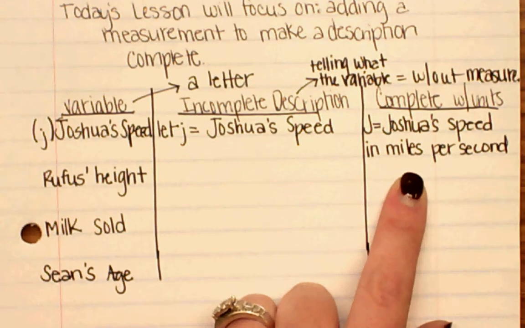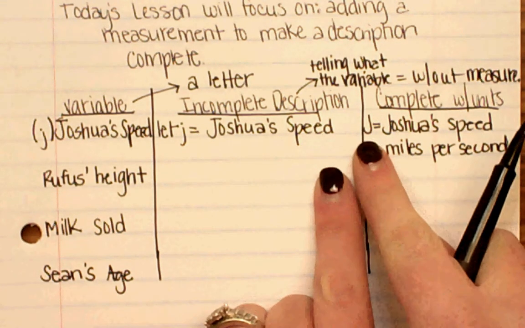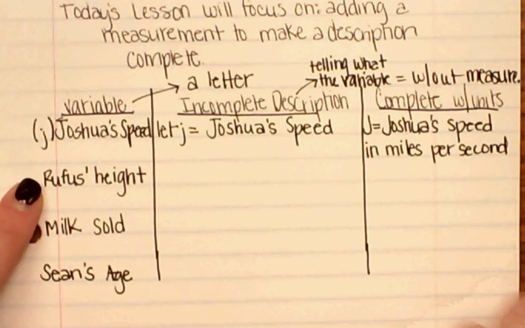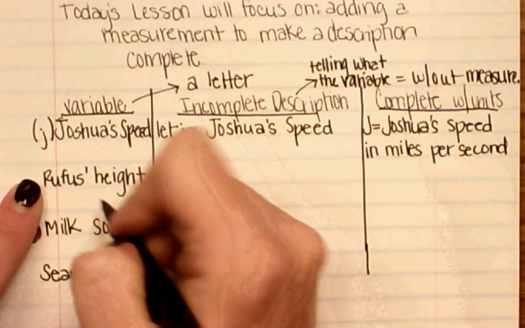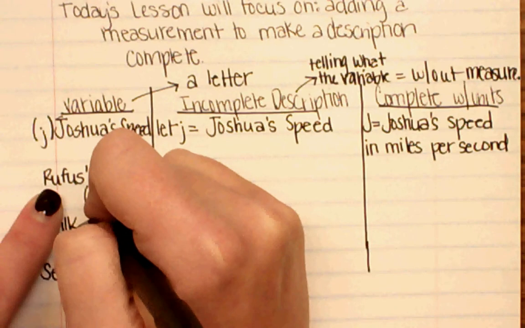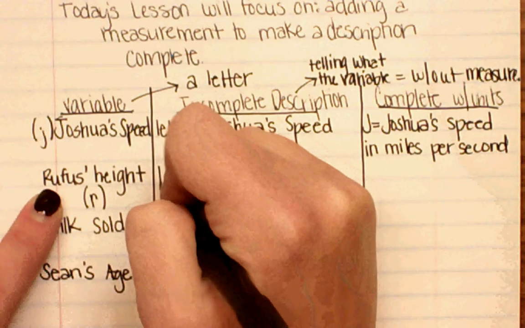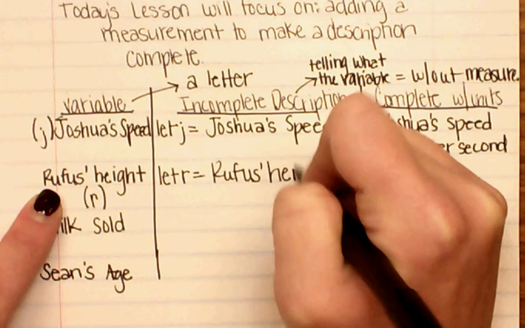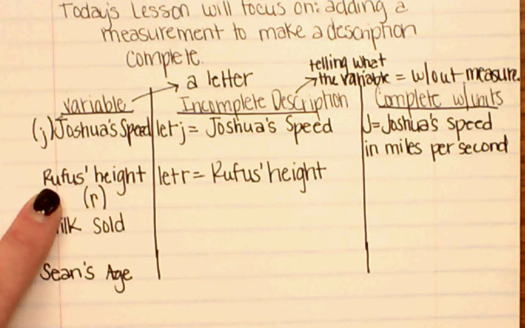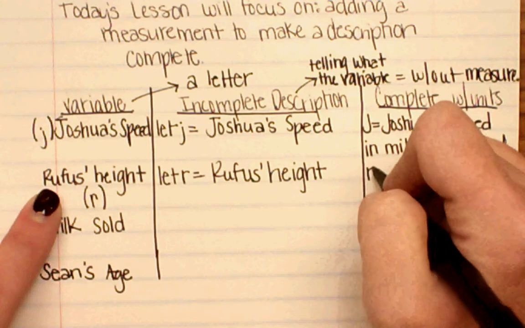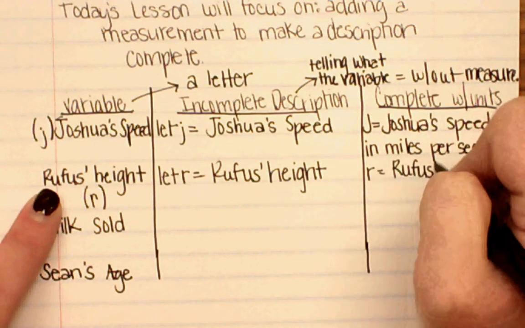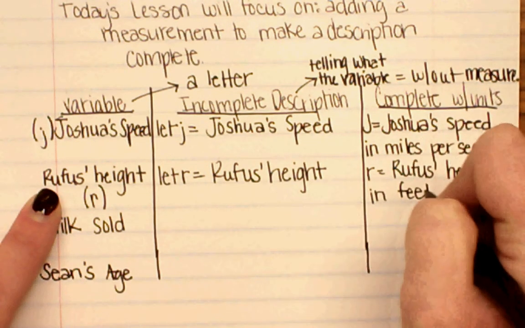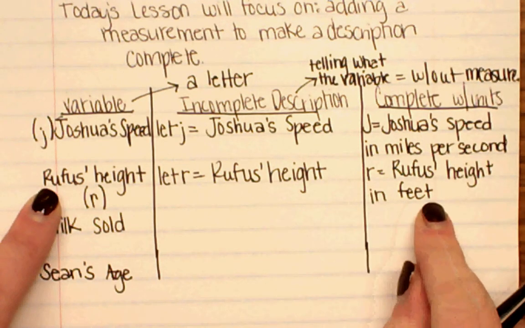So when you want a complete description, you're going to have the variable telling me what the variable means and a unit involved. So let's look at the next one, Rufus's height. Again, I look at the main word, who it belongs to, and in this case it is Rufus, so my variable is going to be R. I'm going to let R equal Rufus's height for the incomplete description, and in the complete I'm going to have the measurement in there. So R equals Rufus's height in feet. So variable, description, and then unit or measurement.